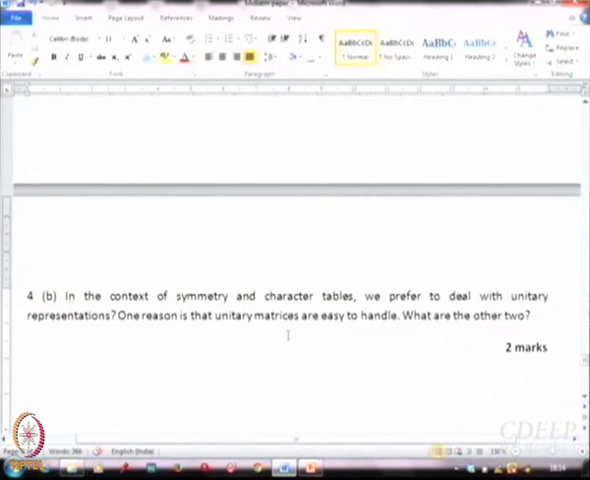Now, 4b. In the context of symmetry and character tables, we prefer to deal with unitary representations, and what I must have said in the class at least 25 times is that one reason for doing that is that they are easy to handle. I wanted to know what are the other two. So, you tell me what are the other two reasons?